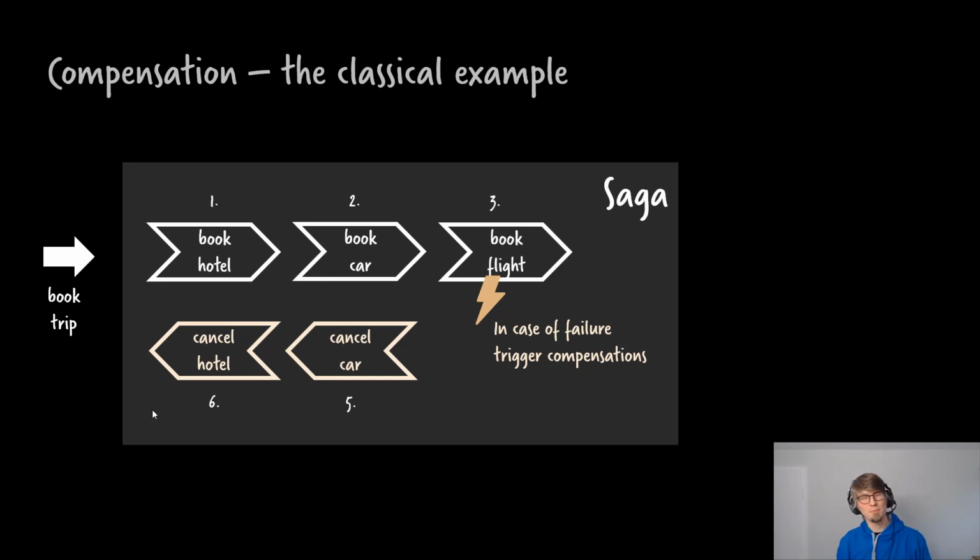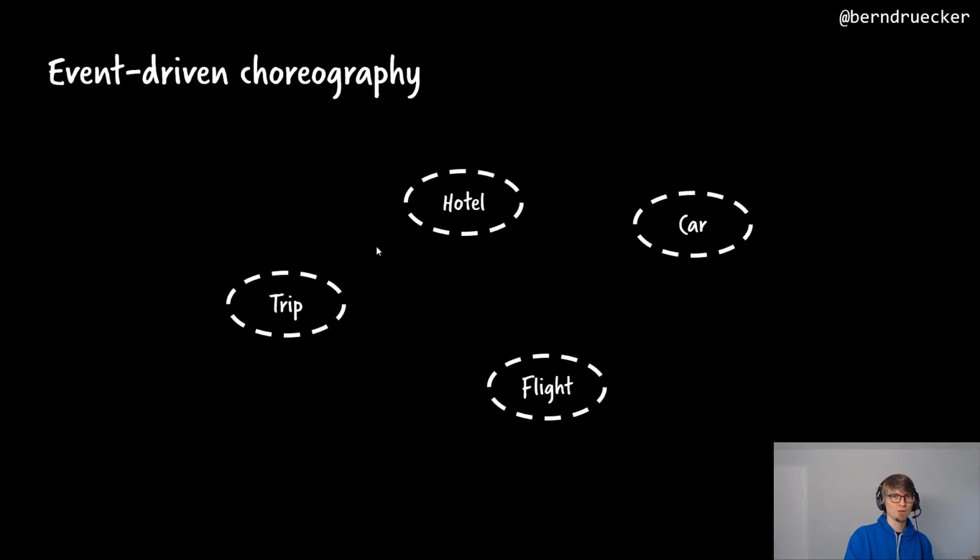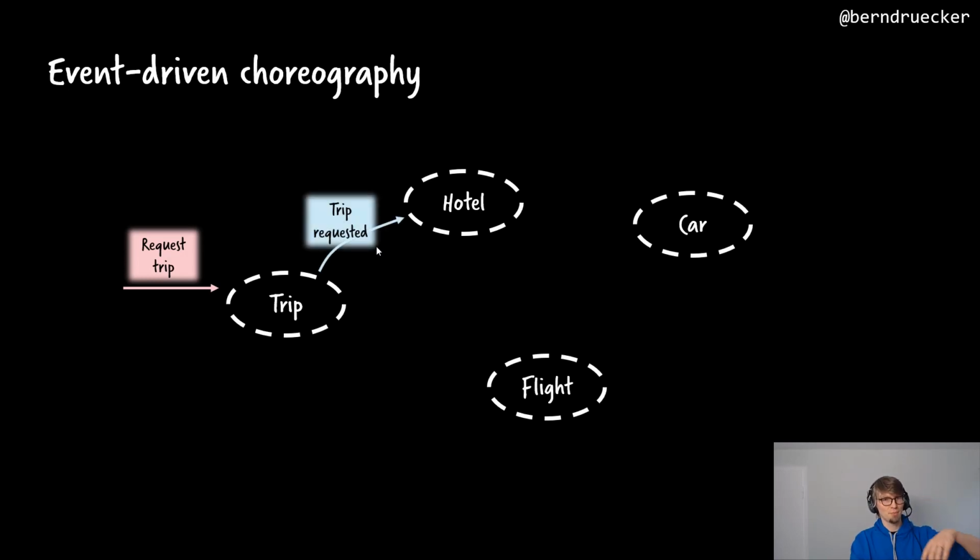It's originally a paper from the 80s about long-lived transactions, but it's kind of how we discuss it at the moment. And now there are two approaches to implement that Saga pattern, which are both interesting to look at. The first is choreography. So you could have events flowing around, something like, hey, I want to have that trip.